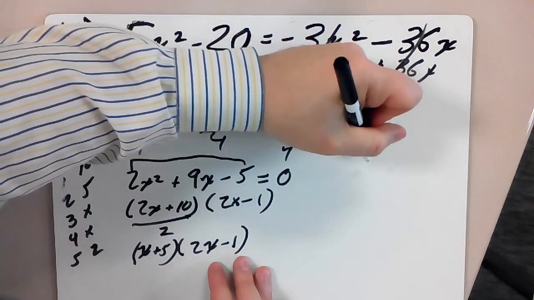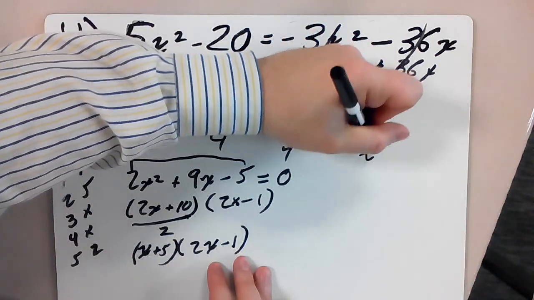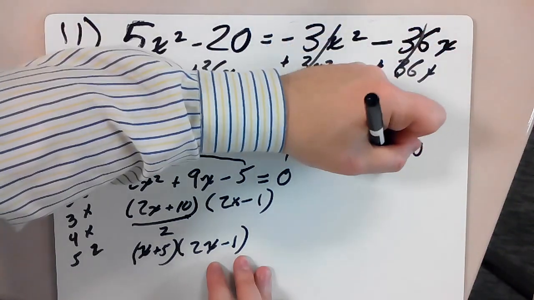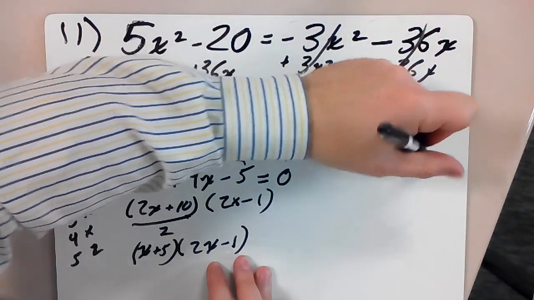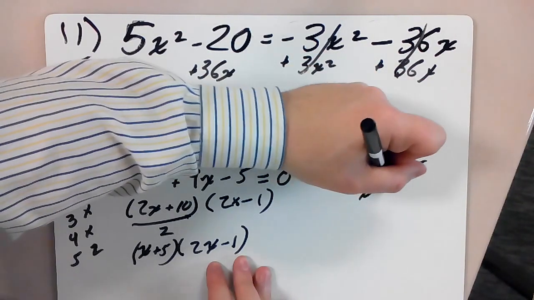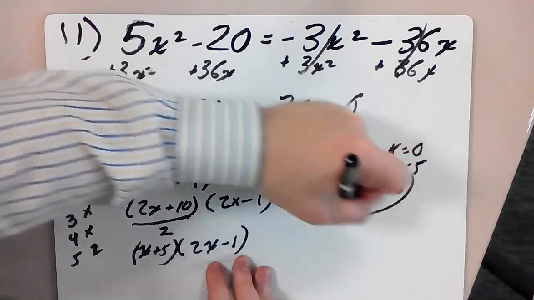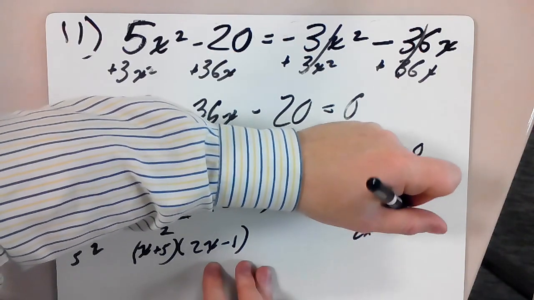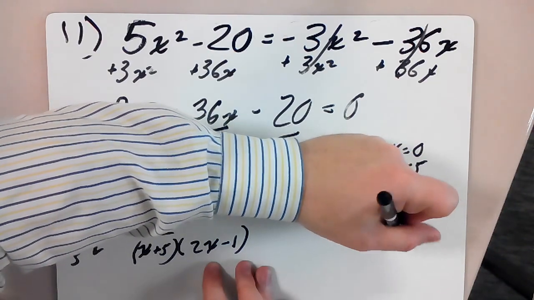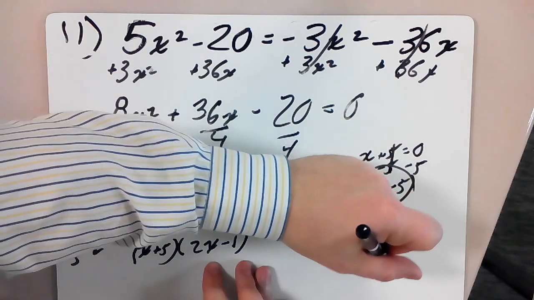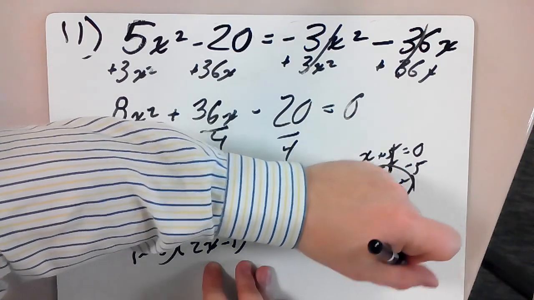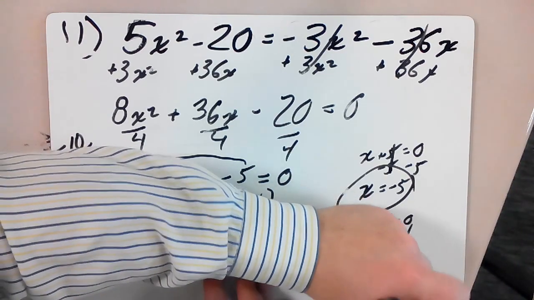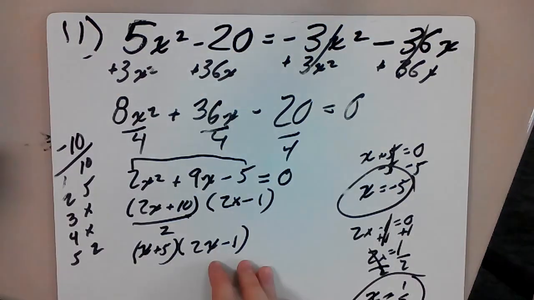Now I'm going to set them equal to 0. So I have x plus 5 equals 0. We're going to subtract, and I get x equals negative 5. This one I have 2x minus 1 equals 0. I'm going to add 1, then divide by 2. So I'm going to get x equals 1/2. There's that one.